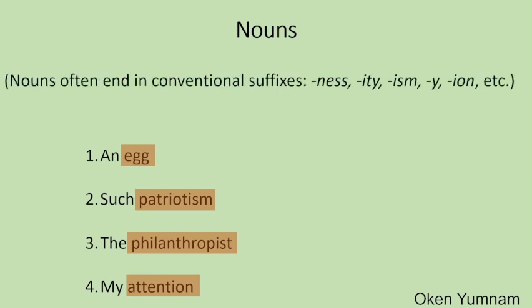So nouns often end in conventional suffixes like -ness, -ity, -ism, -y, or -ion, etc. Let's see here, patriotism and attention. We have examples here.